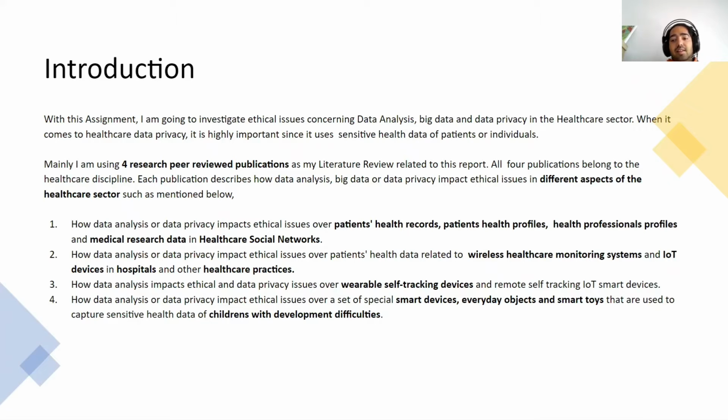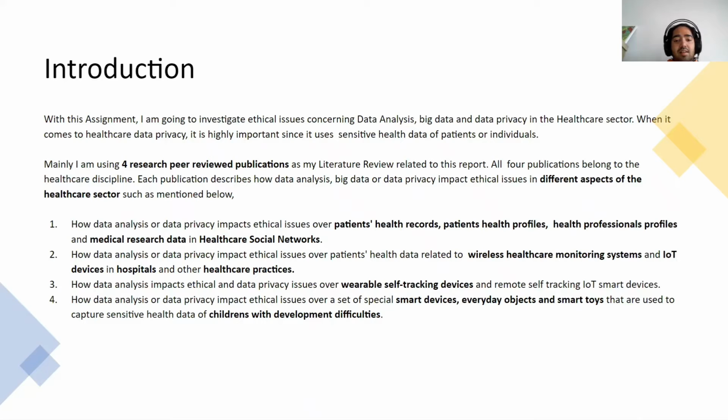wireless healthcare monitoring systems. And here I'm pointing out the ethical issues over that. These monitoring systems are mainly used in hospitals, like pressure meters, glucose meters, and some scanners and heart rate monitors like that.